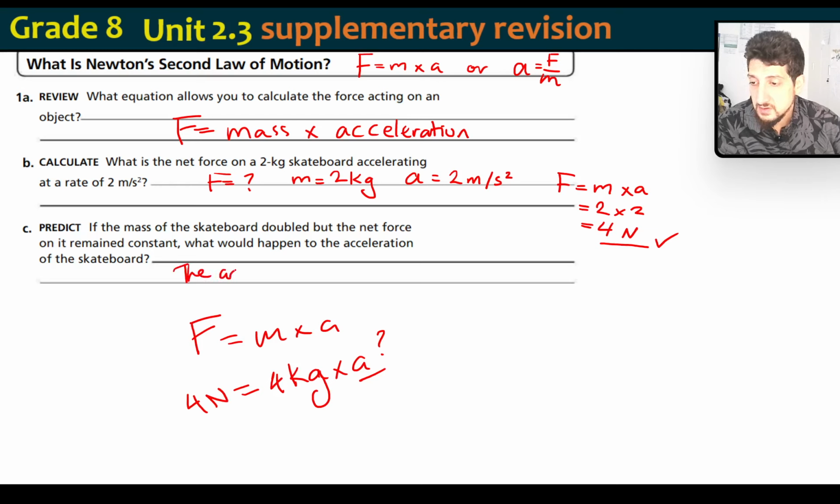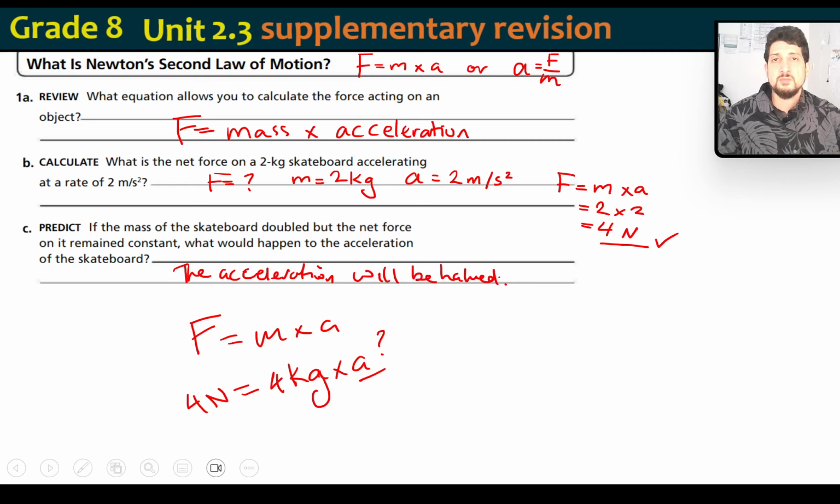The acceleration will be halved. And this kind of makes sense. Think about it. If you're kicking a ball, a light ball, with a certain force, like as hard as you can, if you kick a light ball, you're going to accelerate it really quickly. However, if you try and kick a ball that is heavy, you're not going to accelerate it as much because it's heavier, because it has a bigger mass. And this is what we're talking about here. So if you double the mass, you're going to have half the acceleration.